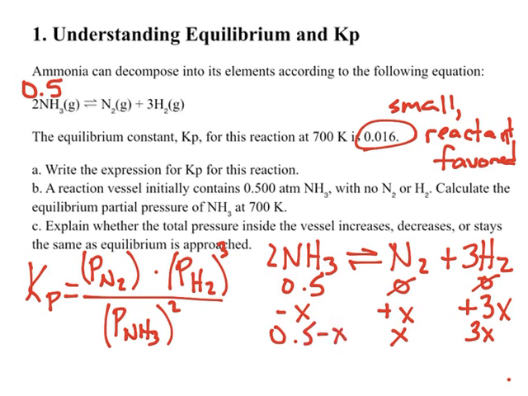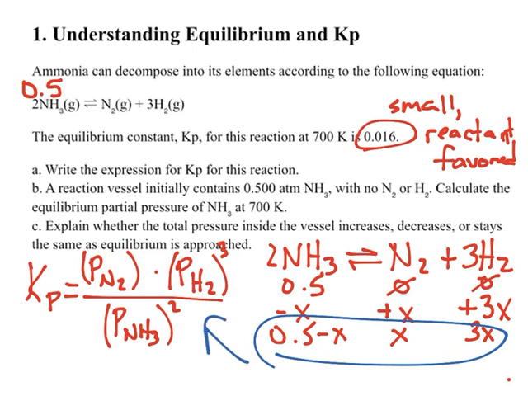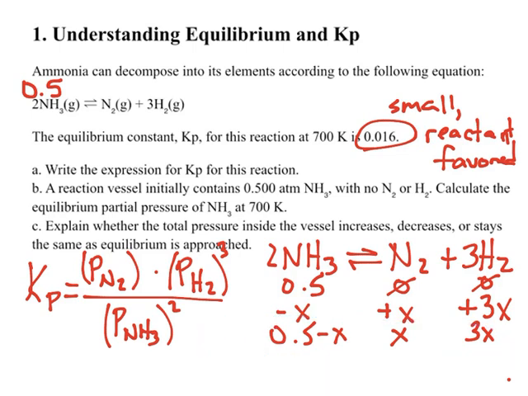That gives us equilibrium pressures of the nitrogen of x, of the hydrogen 3x, and of the ammonia 0.5 minus x. Now, if we were to try to plug these values into our Kp expression, you will notice that this piece right here is going to present this to be a quadratic equation, which you'd have to use the quadratic formula to solve. So that's our clue that we can make our assumption here. And our assumption is that since this Kp is so small, the change in this ammonia here is negligible. So for all intents and purposes, this is still going to be 0.5.